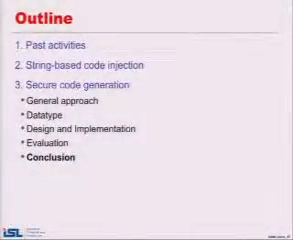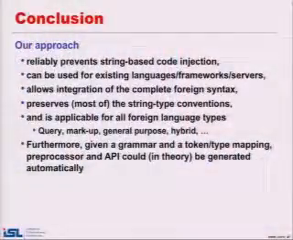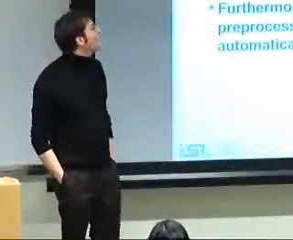Good. Let's come to the conclusion. So I hope I have convinced you. Otherwise, I'm looking forward to the discussion. Using our approach, we reliably prevent string-based code injection, so that the programmer, even if he tries to write insecure code, shouldn't succeed, because we don't have any path from insecure string data to code token objects.